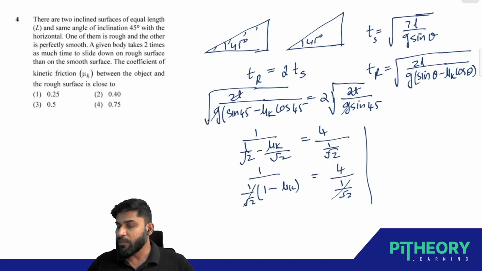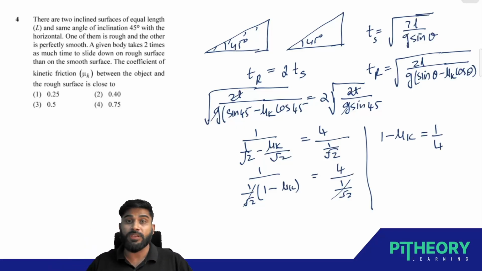And you'll be getting here what? This 1 minus mu k. You are taking the reciprocal now. What will that be equal to? 1 by 4 is what you're going to get. So now we need mu k.